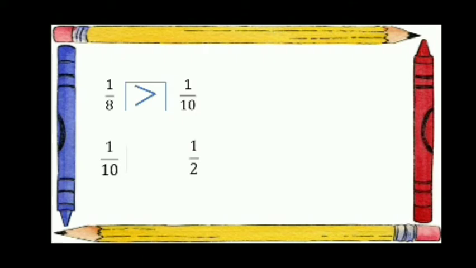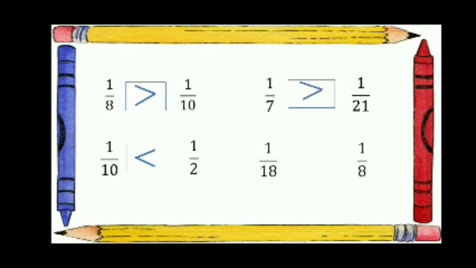Next, let's compare these two fractions, 1/10 and 1/2. Which is a smaller fraction here? Yes, 1 upon 10 is a smaller fraction, and the bigger fraction, 1 upon 2. Next, let's compare these two fractions, 1 upon 7 and 1 upon 21. So, which is a bigger fraction? Correct, 1 upon 7 is a bigger fraction. Here, 1 upon 18 and 1 upon 8. So, the bigger fraction? Yes, 1 upon 8.